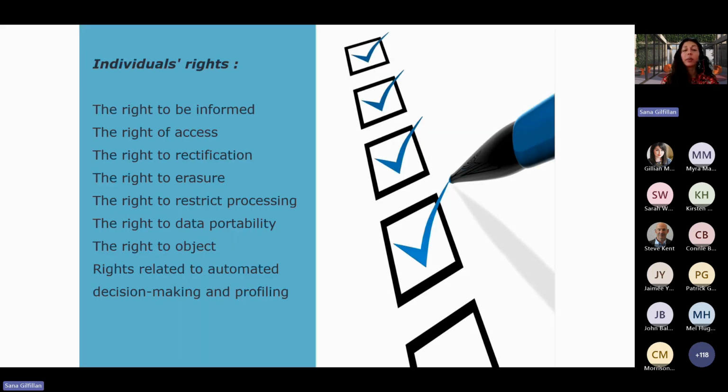So now we can chat a little bit about individuals' rights and what the GDPR says about people's rights. The GDPR sets out a number of individual rights and creates an obligation for organizations who are processing personal data.